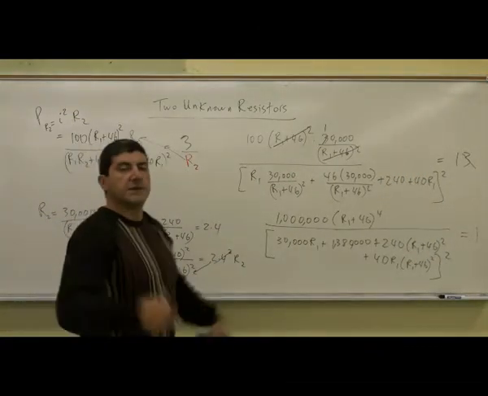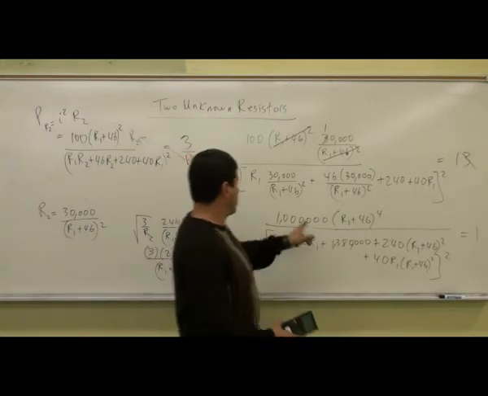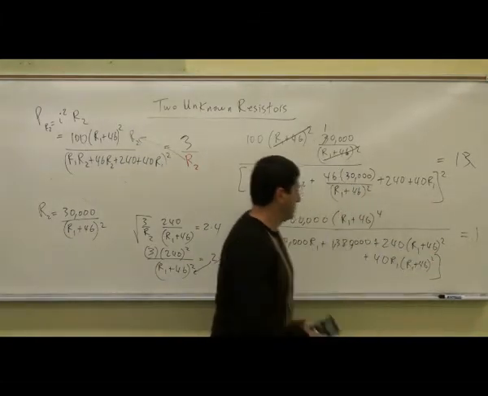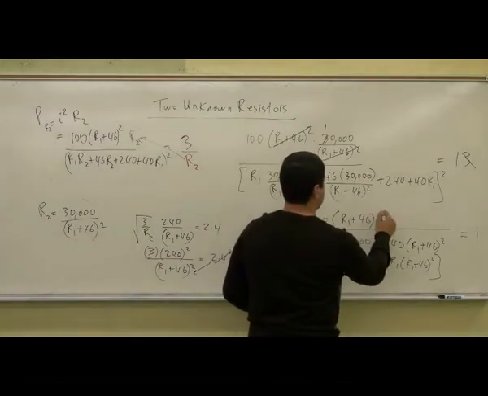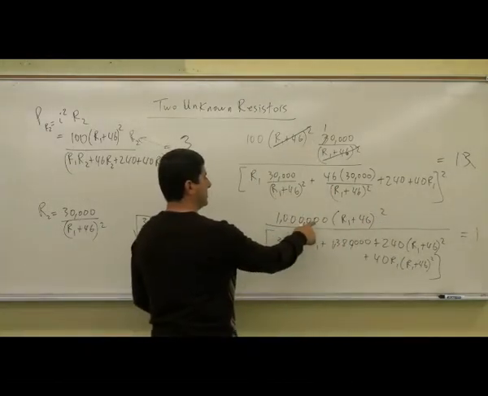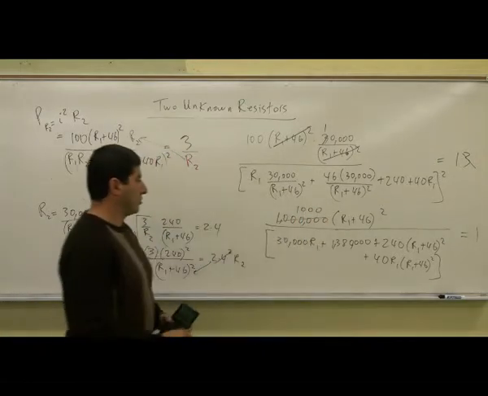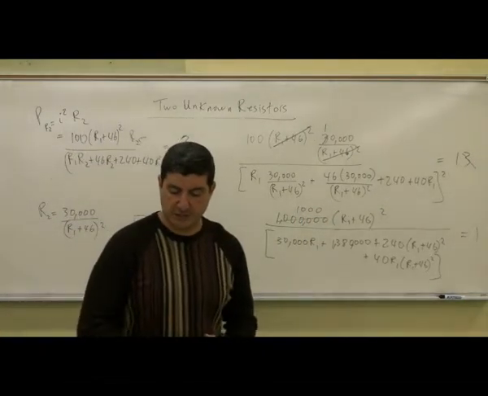Okay? Now I can take the square root of the whole thing. Square root this, square root this, square root this, get rid of this, get rid of this. This becomes R1 plus 46 squared. 1,000,000 square root, so it becomes 1,000. Okay, now it's becoming much simpler looking.